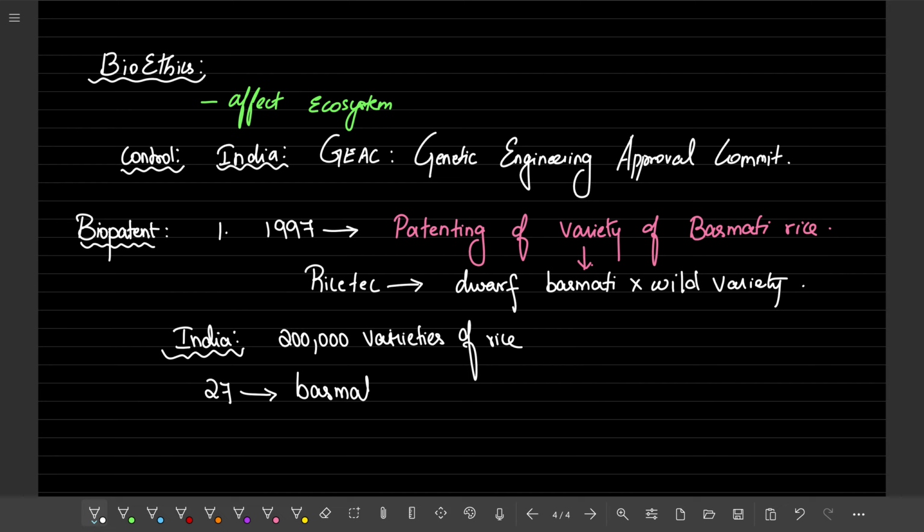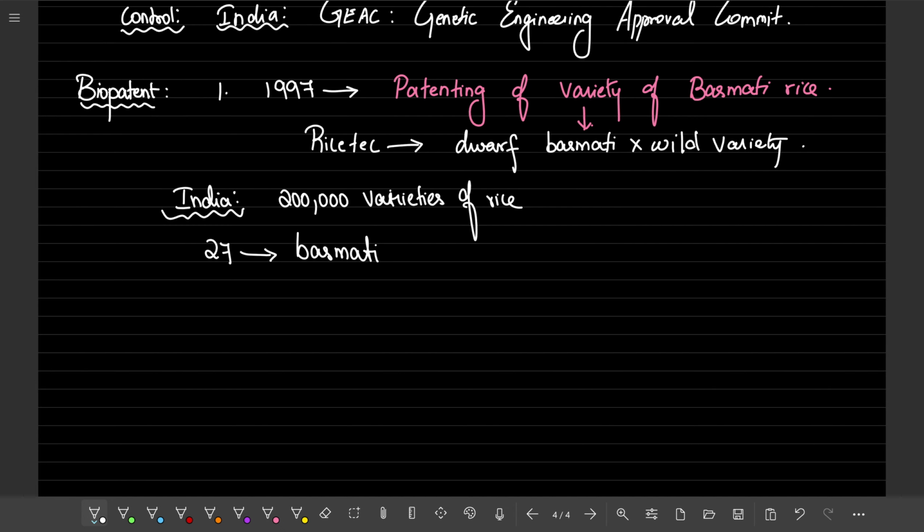They can't produce anything. But the thing is that in India, how many varieties of rice are there? That is in botany. In zoology, it is 200,000. India has 200,000 varieties of rice, in which 27 variants are just basmati. So if they are going to patent that, our farmers can't grow or harvest that specific type of basmati. That happened in 1997. This patenting was eventually revoked because there was a lot of fight between both countries regarding this.